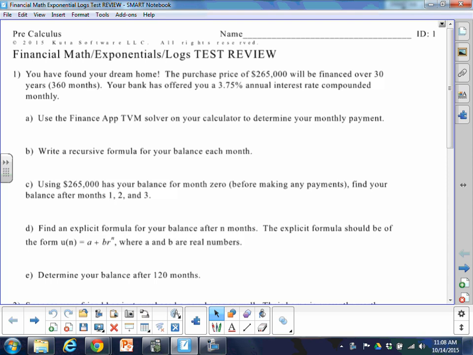The purchase price was given, financed over 360 months, which is typical for a mortgage, 30 years, and then the 3.75% rate, which will be compounded monthly. So part one was to find the monthly payment. There's kind of a messy formula to use to do that, or you can just use the app on your calculator, which is what I was going to use.